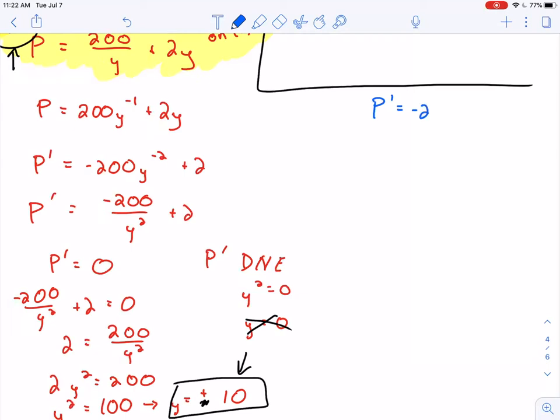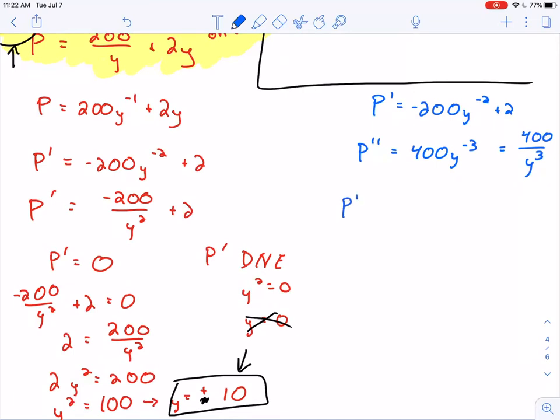We said that was negative 200y to the minus 2 plus 2. My second derivative, p double prime, is equal to, let's see, positive 400y to the minus 3; the derivative of 2 is just 0. So this is 400 over y cubed. So I'm going to take my one single critical point, which is 10, and plug that into my second derivative. P double prime of 10 is equal to 400 divided by 10 to the third.